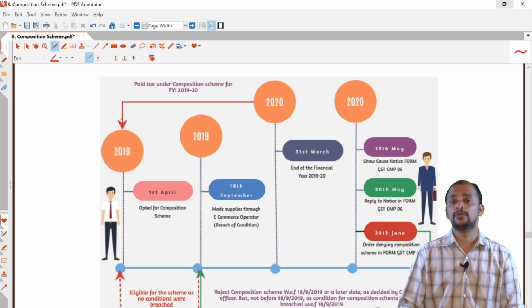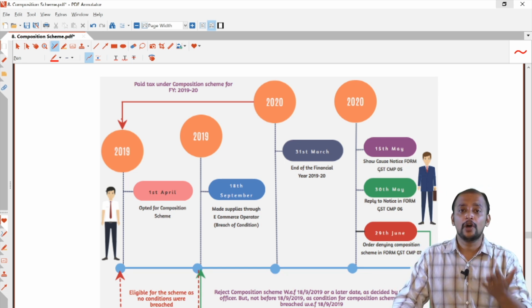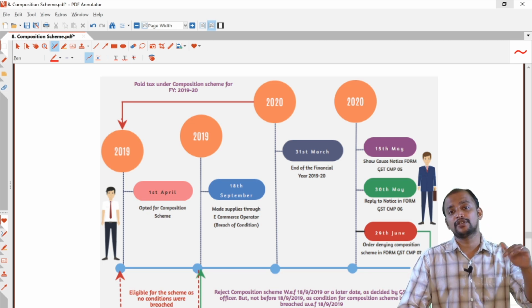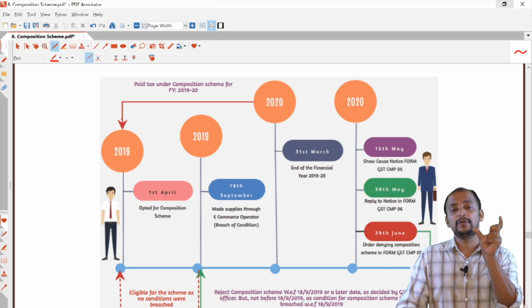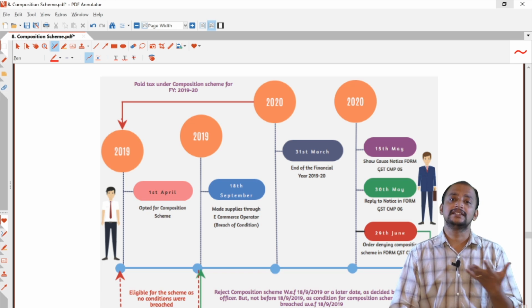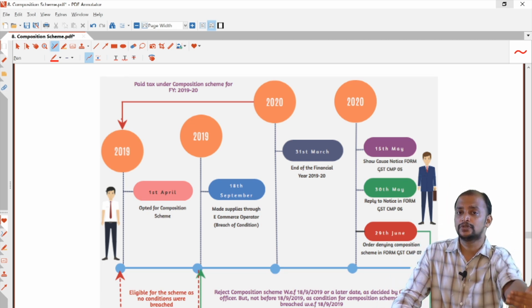How will they get to know this information? Whenever you make supplies through an e-commerce operator, the operator will give the details of the suppliers who made supplies through it, and that particular registration is under the composition scheme. So the department easily gets the information, and they will initiate a show cause notice.